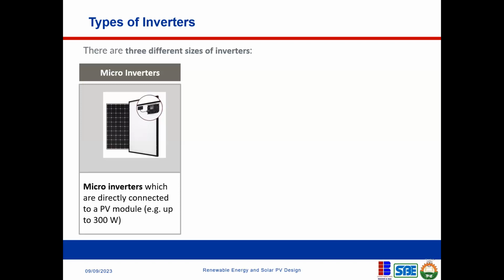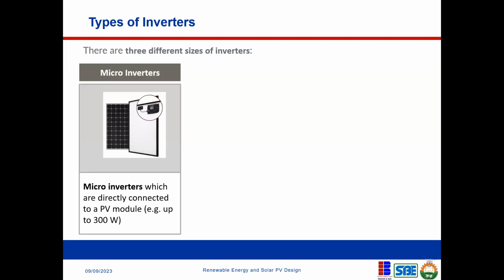It has its advantage and of course its disadvantage. The advantage is that if there is shading or a problem with one of your PV panels, it may not affect your design. The problem will be limited and contained to that panel. It will not affect every other panel, right? So that is the advantage.